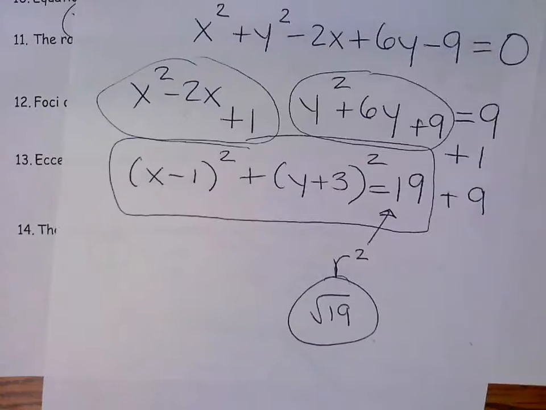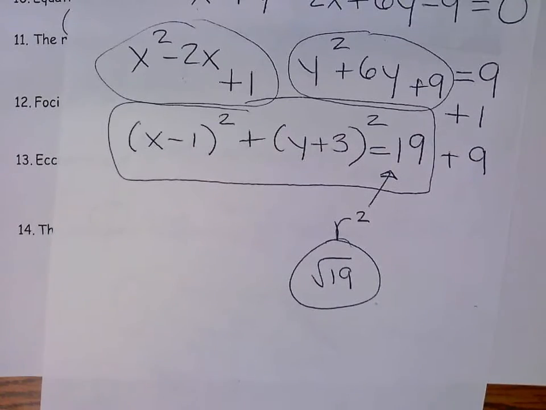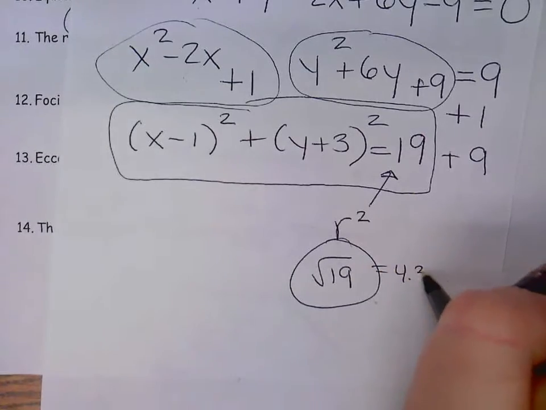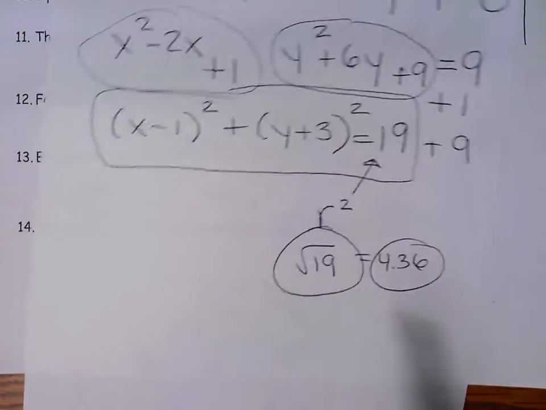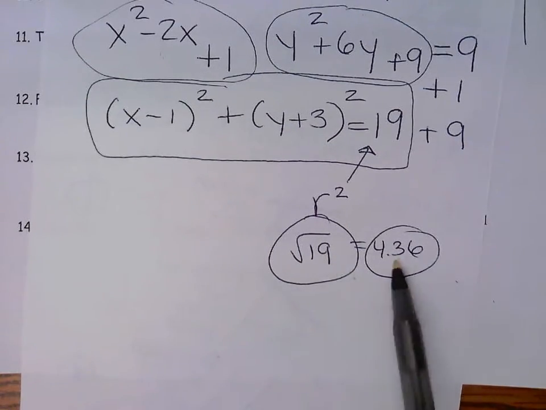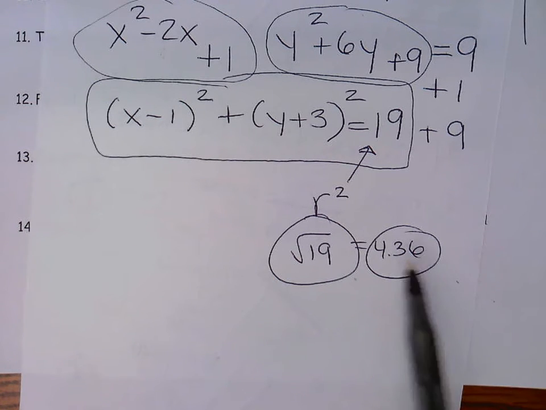So I could either say it's just the square root of 19, or I could actually find the decimal. You could leave your answer either way. Square root of 19 is about 4.36. But either answer is correct because that's the exact radius. If you were graphing it, you'd probably need to estimate 4.4.